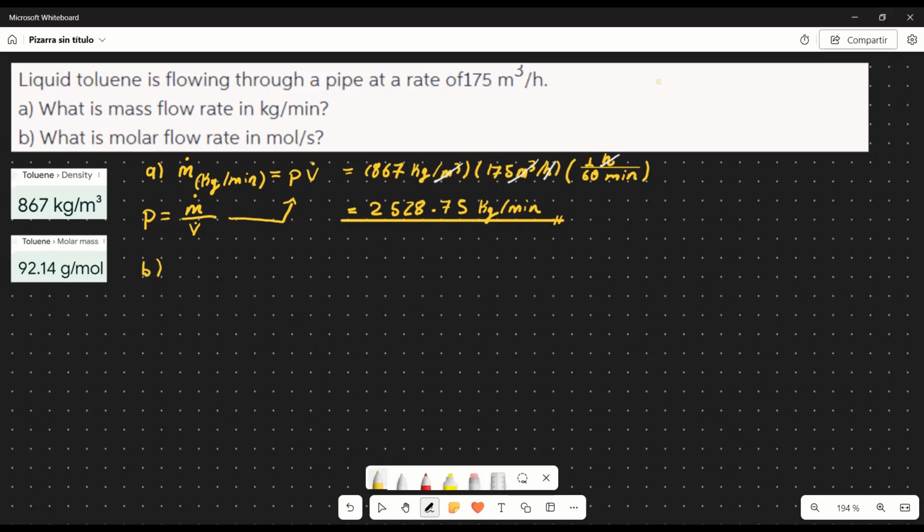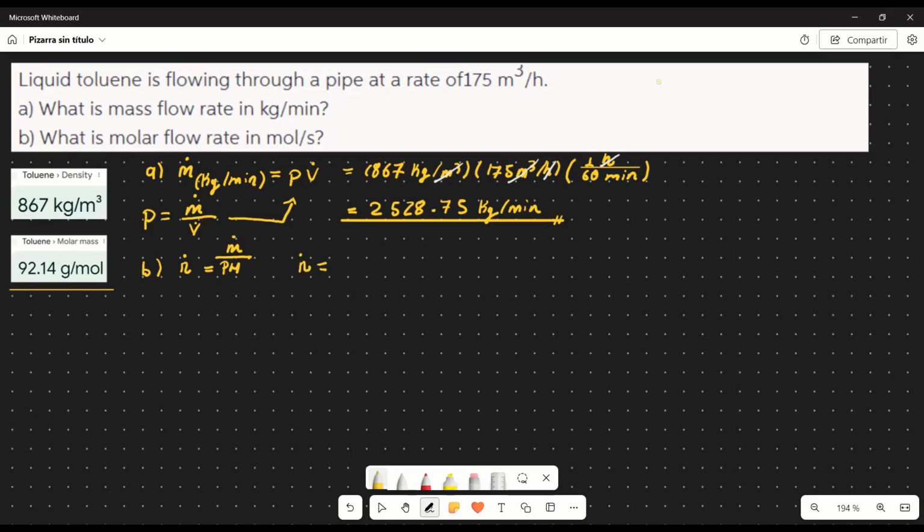We're going to move on to part B, which asks us to determine the molar flow rate. For that, we're going to need the molar mass of toluene. Why is that? Because the formula to determine moles in a substance given its mass is the mass over the molar mass, and we can apply the flow rate to this formula as well, such that the molar flow rate is equal to the mass flow rate divided by the molar mass of the substance.